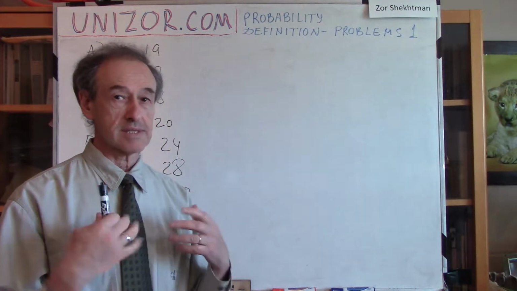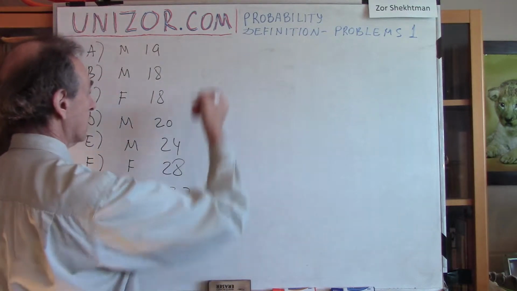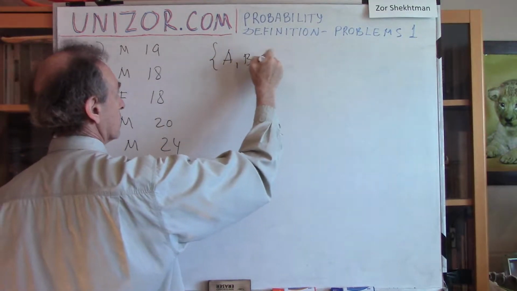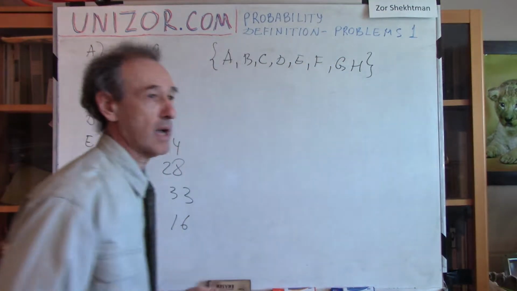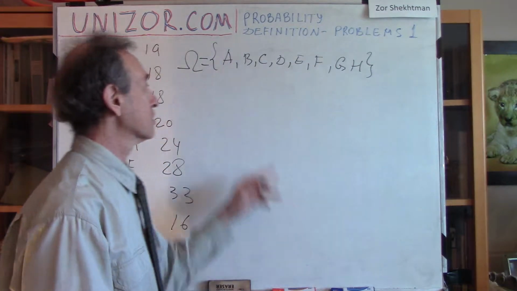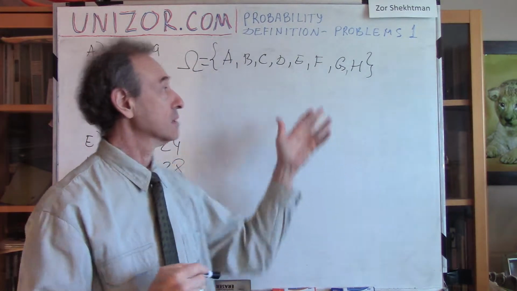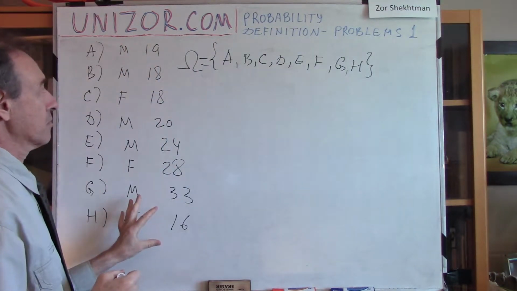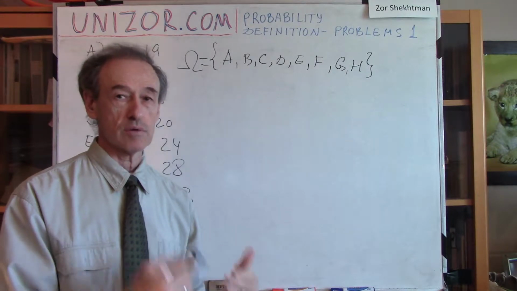We are talking about set theory and measure theory. From the set theory standpoint, the set which represents this experiment is a set of 8 names or letters, whatever you want to see. That's my omega, my sample space. It's a set which contains elements from A to H. Each element represents an elementary event. So my set represents a random experiment, and each element of this set represents a particular elementary event which is a result of this experiment.